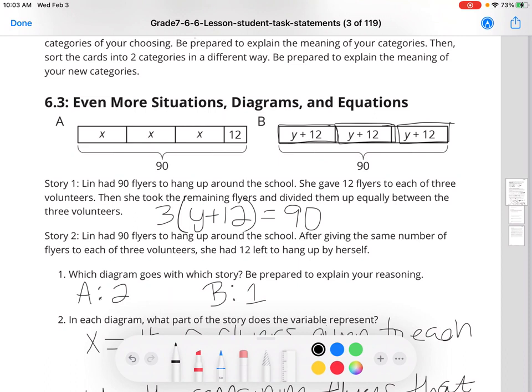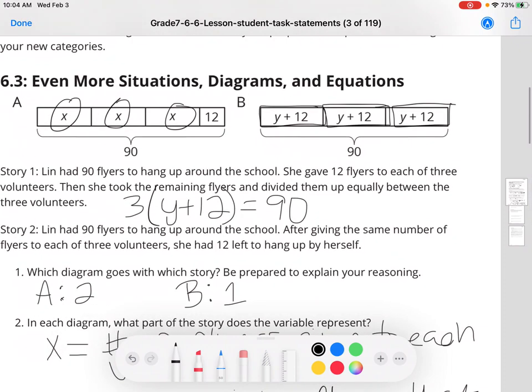For story 2, which went with diagram A, Lynn had 90 flowers to hang up. She gave the same number of flowers to each of the 3 volunteers. Then she had 12 left to hang up by herself. So I have 3 groups of X plus an additional 12, and it equals 90.